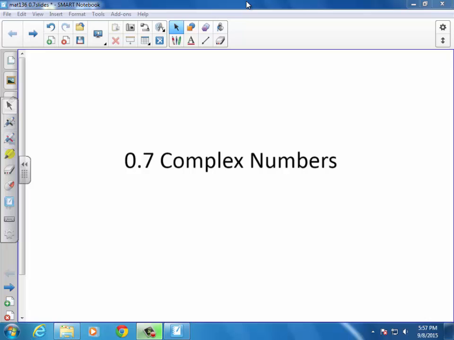You'll find that a lot of the rules for radicals work the same with these when you're dealing with the imaginary components. But anyways, here we go.